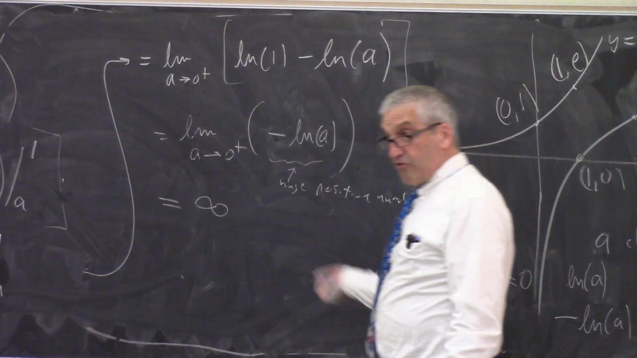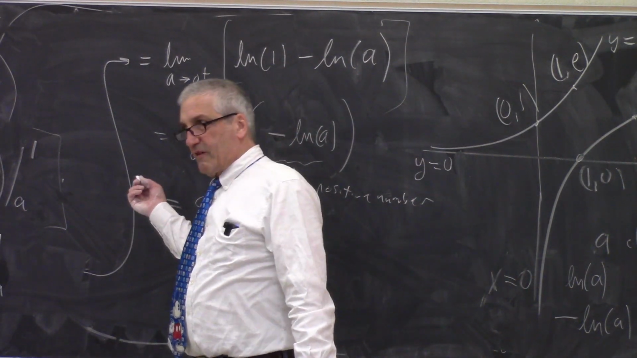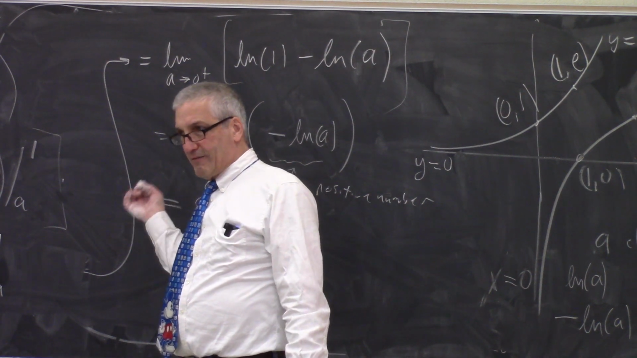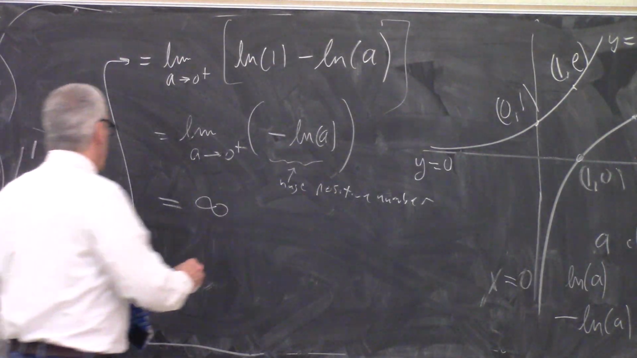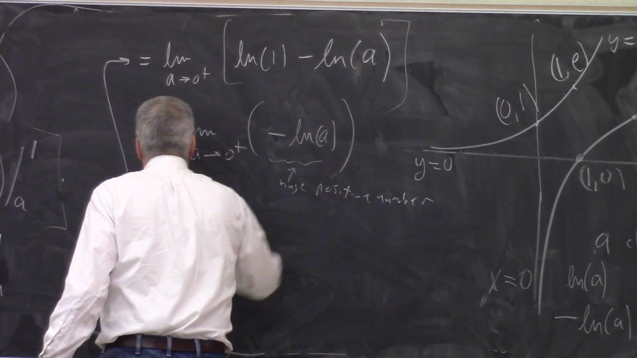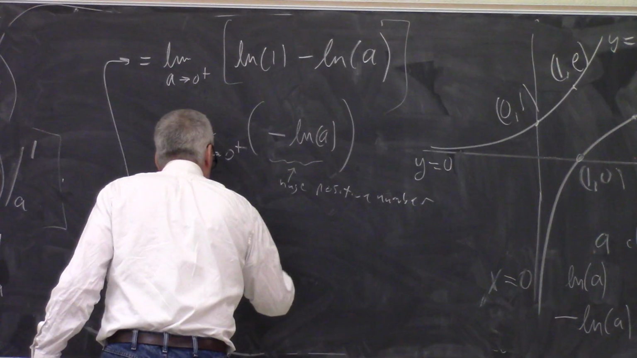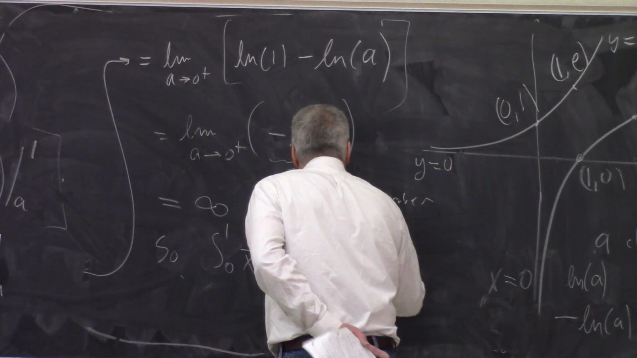So again, back to chapter 1. In the early days of chapter 1, we would have said, oh, this limit doesn't exist. And then later on, we came back and we said, well, okay, we're going to say this limit equals infinity. But the idea here is that the integral from 0 to 1 of 1 over x dx is divergent.